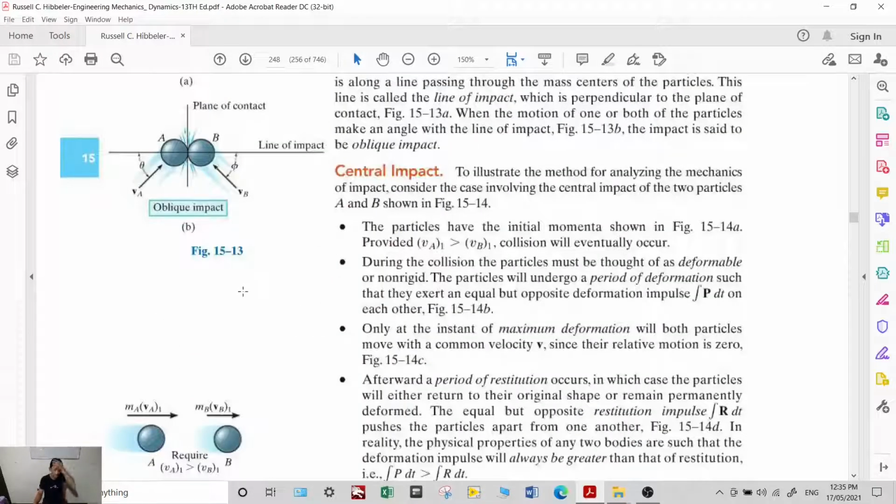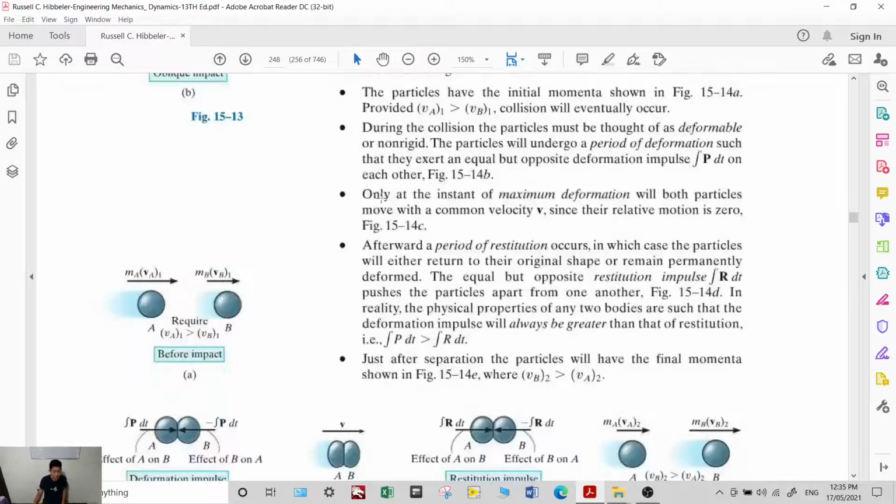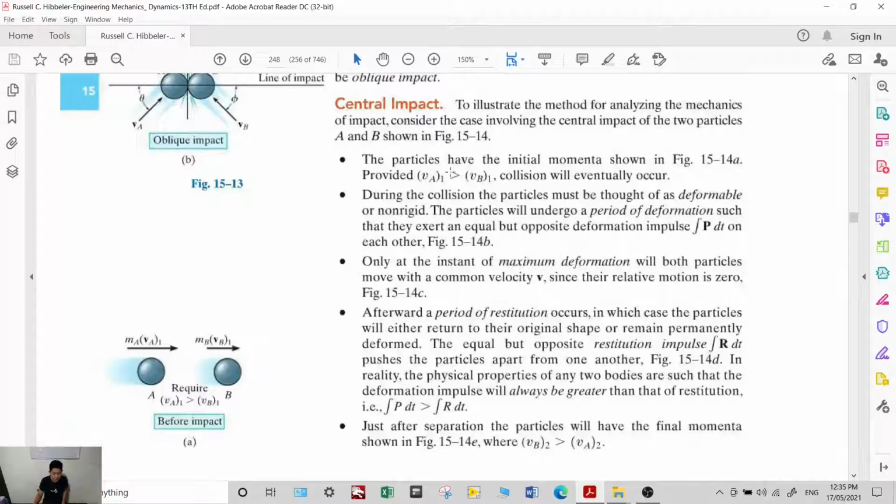Okay, so how do we analyze the impact? First, given particles A and B, impact will only occur when the velocity of object A initially is greater than B. Of course, if B is faster, A cannot catch up to B, so they will not collide. So the requirement is that A must be faster than B in velocity. Now, B can also be moving backward, so it will collide with A.